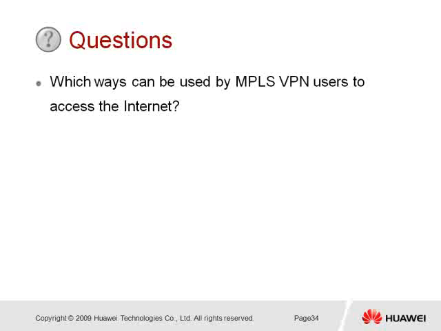The first one is Internet access via the ISP. The second one is Internet access via the static default routing and the MPLS VPN backbone. The third one is Internet access via sub-interface or dual physical links.